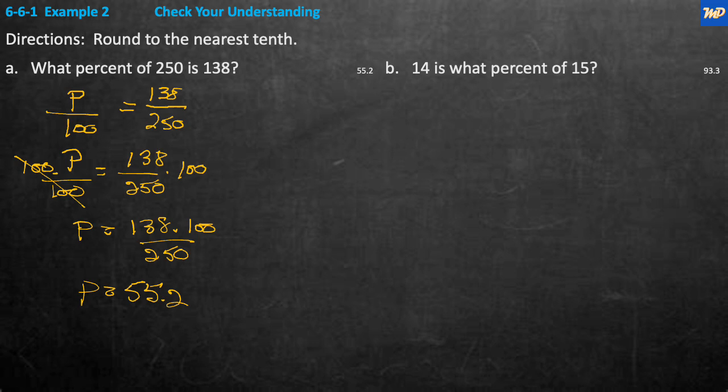Okay, and that's percent. 55.2%, rounded to the nearest tenth. Okay? So let's do B. Again, this is 14 is what percent of 15? Well, the "of 15" means that's the whole, right? So we're going to say 14 is what percent of 15?